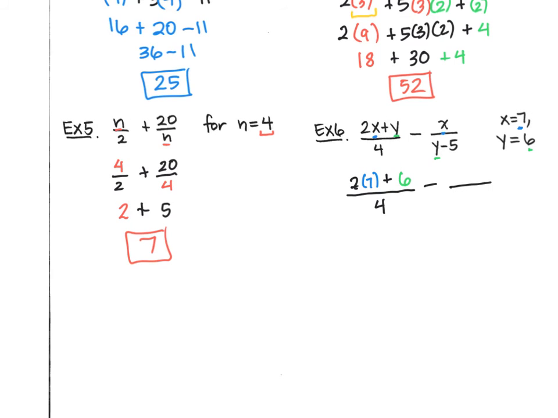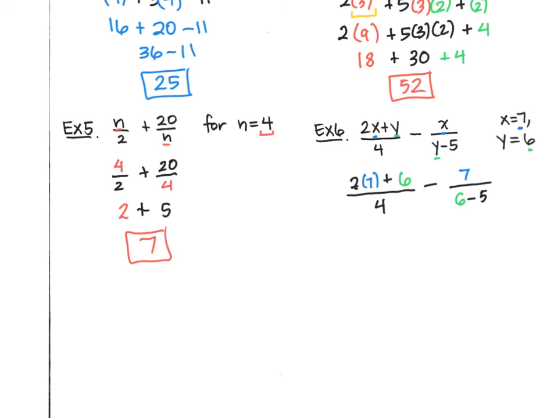Okay, now there's another fraction. Okay, on the top of the numerator of this fraction, I have an x. What is x? X is 7. And in the denominator, it says y. What is y? Equals 6. And then the minus stays the same, and the 5 stays the same. This is the substitution step. This step must be shown on your work for full credit.